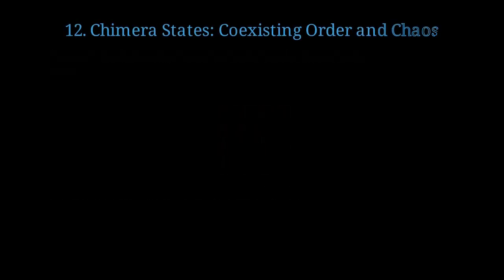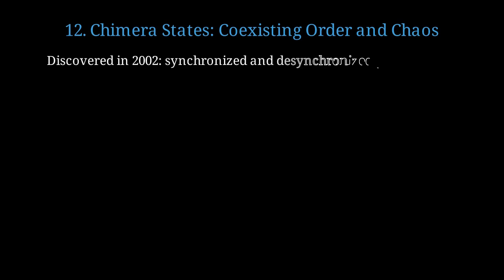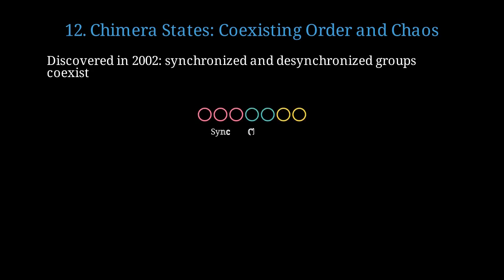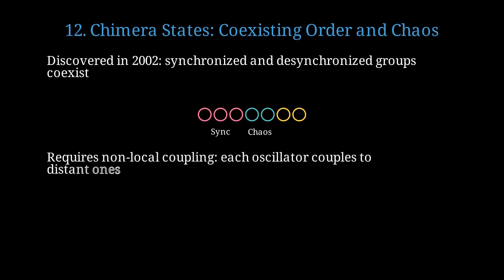In some conditions, droplet networks form chimera states, where order and disorder coexist. Chimera states, discovered in 2002, are fascinating patterns where some droplets synchronize, while others remain chaotic, all in the same system. In a chimera state, one group of droplets beats in perfect synchrony, while another group oscillates chaotically, defying intuition. Chimera states require non-local coupling, where each oscillator couples not just to neighbors, but to distant oscillators as well.